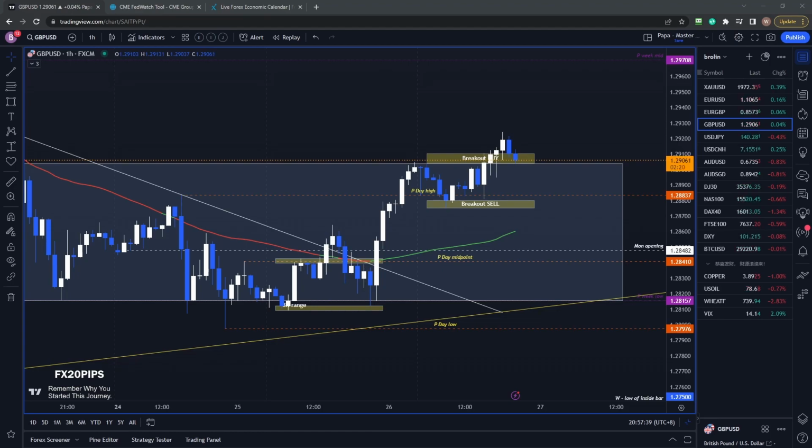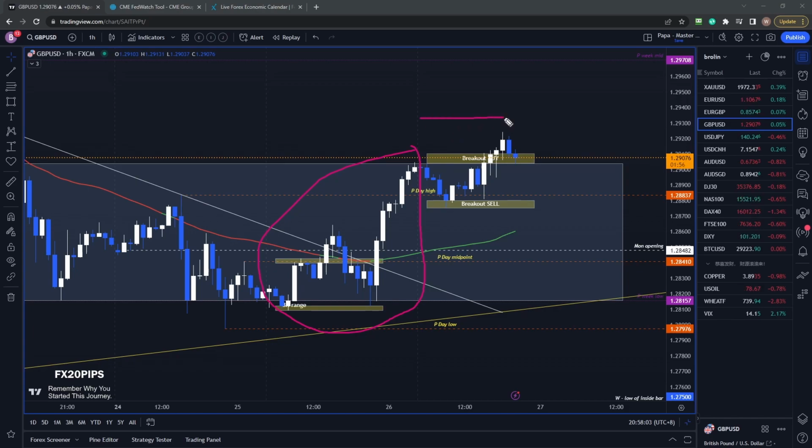Today is the 26th of July 2023. Time is now about 8:59 p.m. GMT plus 8. We are currently looking at the GBPUSD 1 hour chart. What I would like to do today is just to go through the trade for yesterday. Not actually a trade, but a trade setup.